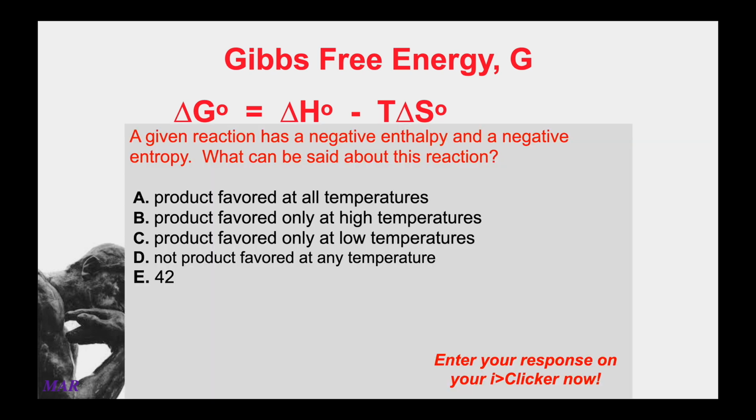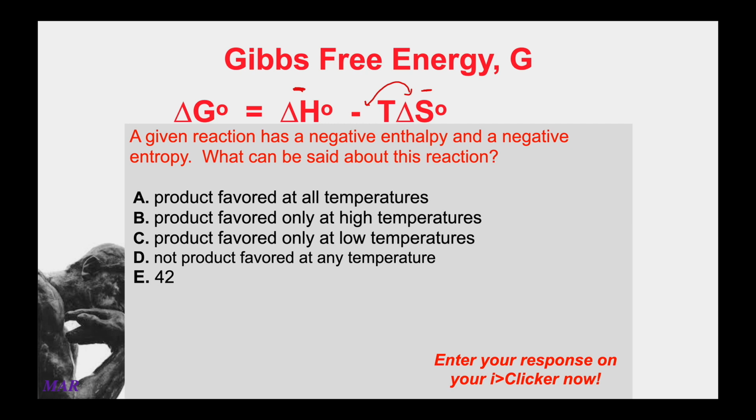A given reaction has a negative enthalpy and a negative entropy. What can be said about this reaction? Okay, so if it has a negative enthalpy, that's exothermic. And a negative enthalpy does contribute to making delta G negative. But if the entropy is negative, negative times that negative right there makes for a positive term. So entropy here does not want this reaction to go. So this reaction is not product favored at all temperatures because enthalpy and entropy have the same sign.